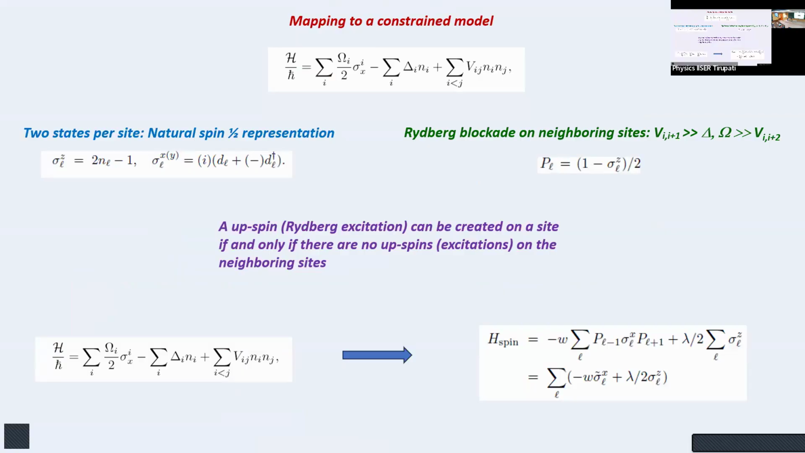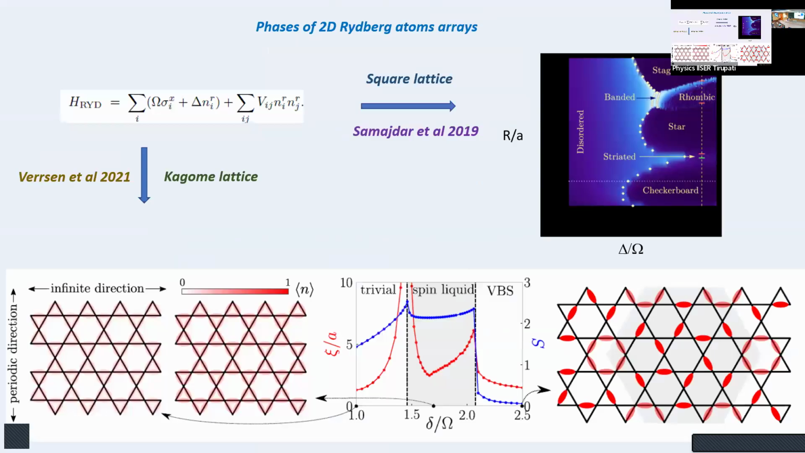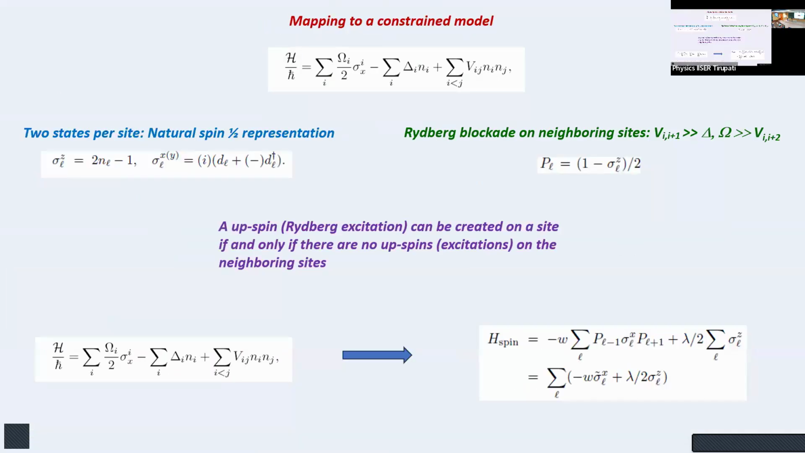And this model that we wrote down before can be mapped onto this model here. I'm not going to get into the details of this, but the point is that all of this can be mapped onto some kind of constrained spin model, which describes the low energy physics of these Rydberg atoms very well. So this is one way of realizing a spin system in this kind of optical lattice setup.